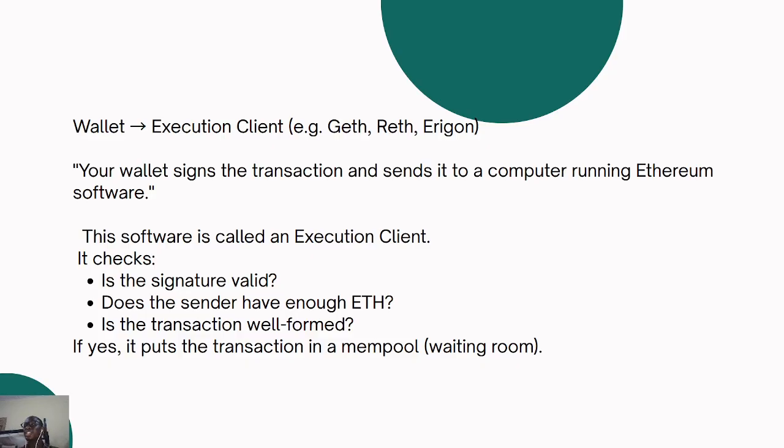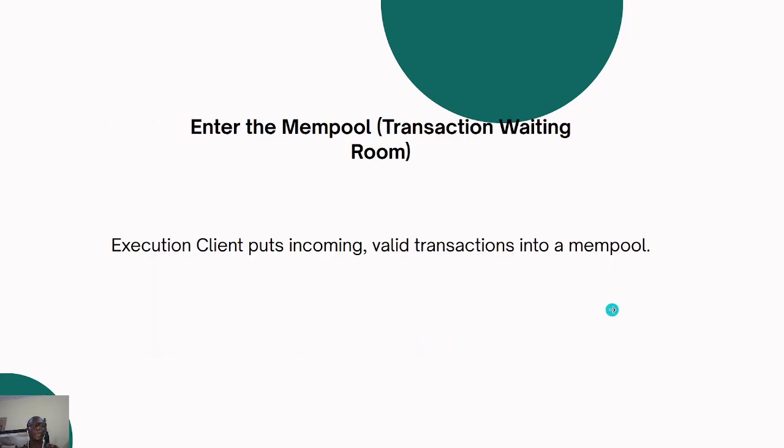After all of these things are checked, the next thing is that if yes, it puts the transaction in a place we call the mempool. I'm going to show you some code snippets where I explain these logics very well. So when the transaction is validated by the execution client, it stores the transaction in the mempool. You can call it the waiting room for easy reference. Now the next slide: the execution client puts incoming valid transactions into a mempool.